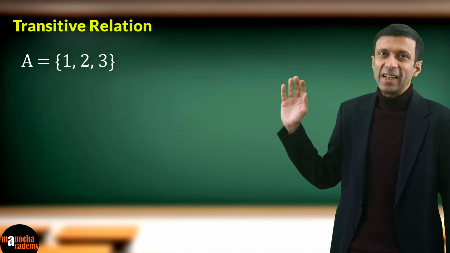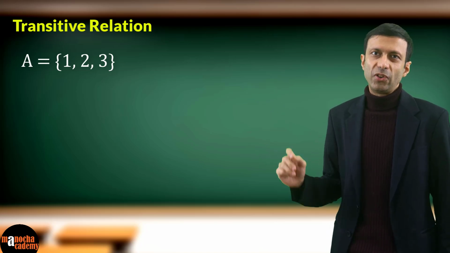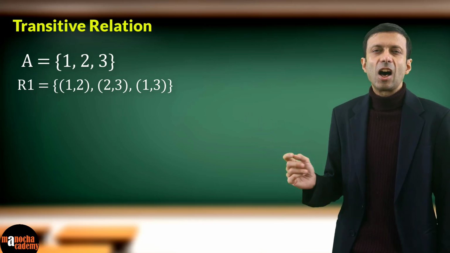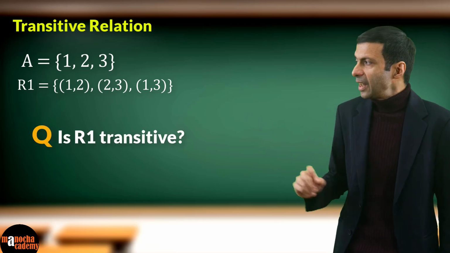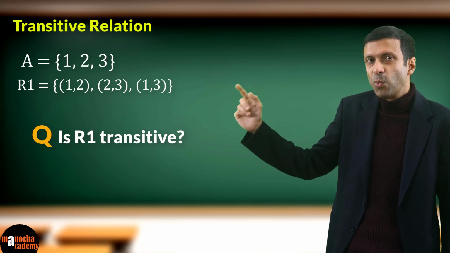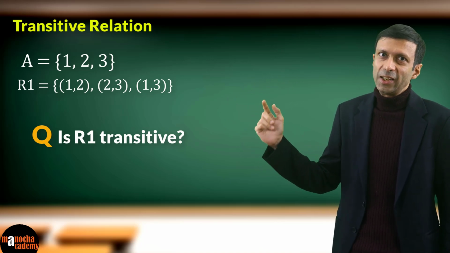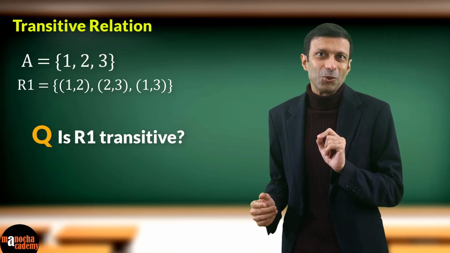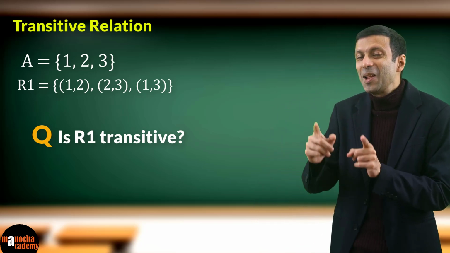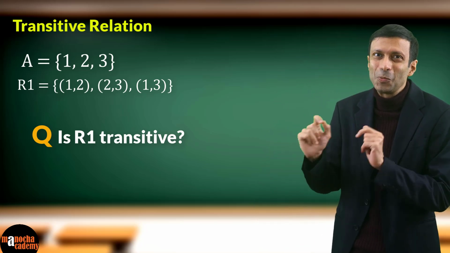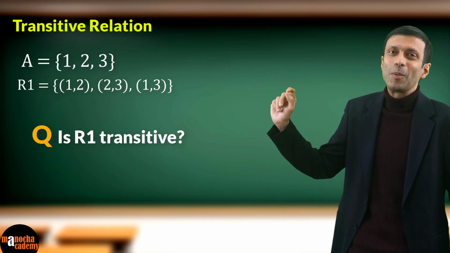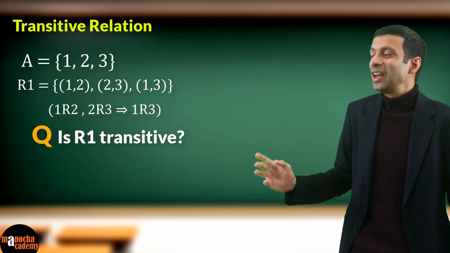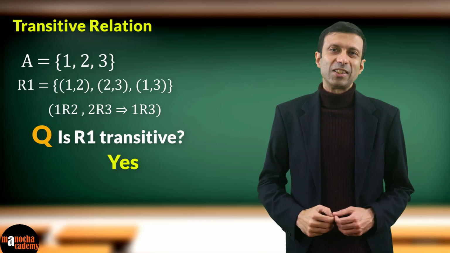Let's say we have this set A containing the numbers 1, 2, 3. And now I give you this relation R1. Can you tell me, is R1 transitive or not? See, R1 has (1, 2). That means 1 is related to 2. 2 is related to 3. So by the transitive property, 1 should also be related to 3. Remember, (a, b), (b, c) implies that (a, c) should be there. And you can see (1, 3) is there, right? (1, 2), (2, 3) and (1, 3) is there. So this relation R1 is definitely transitive.